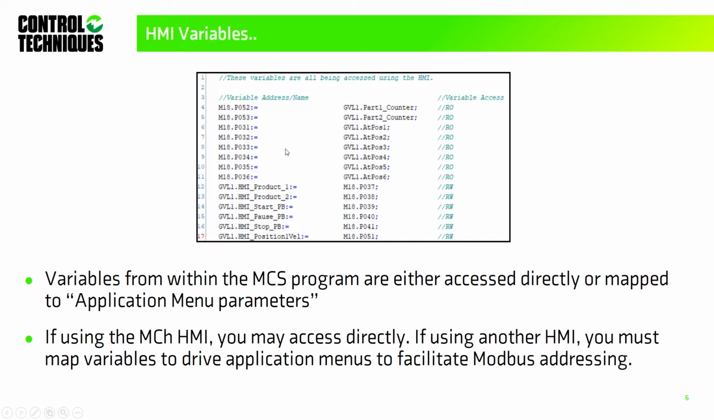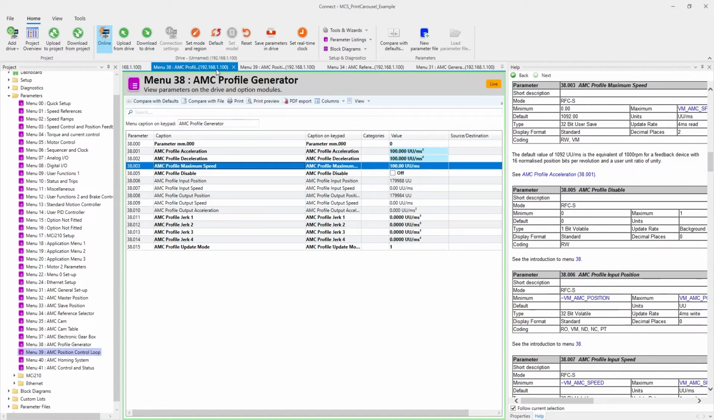Here's a little screenshot from an earlier version, but you get the point. On the right are some of the variables I created in Machine Control Studio. The preface GVL1 is my global variable list number 1 that I created for my project. You see here I've got a variable called part1 counter. Because that is not a drive parameter, not a menu dot parameter, I had to equate that with one of our application menu parameters. To show you what I'm talking about, I'll flip over to Connect Software now and show you the application menu parameters.